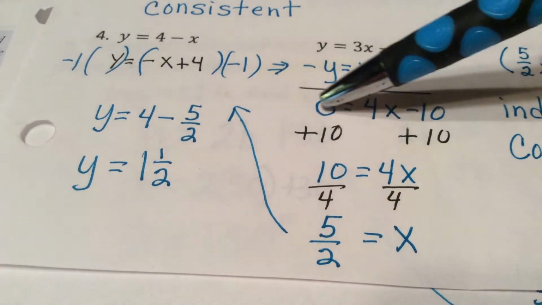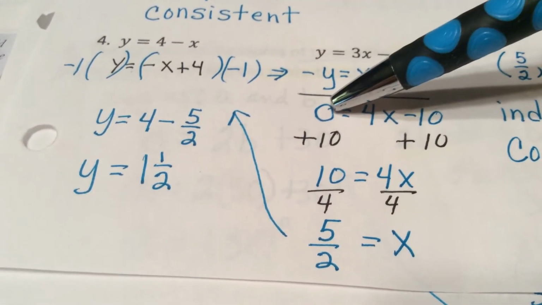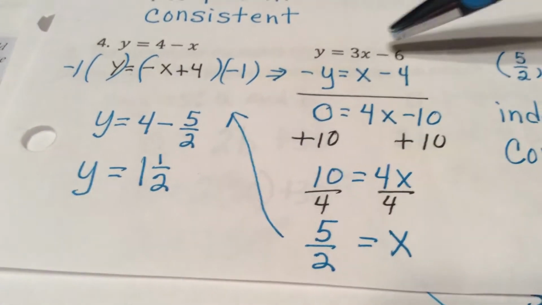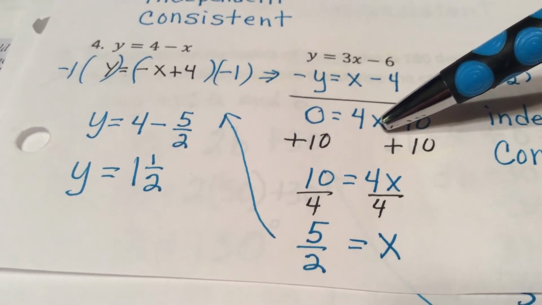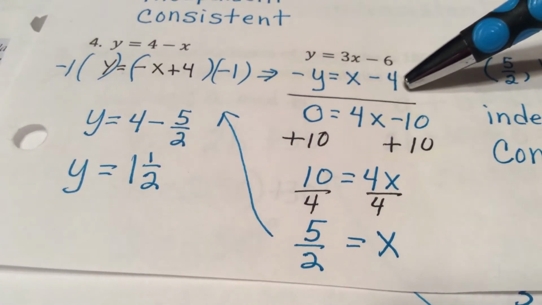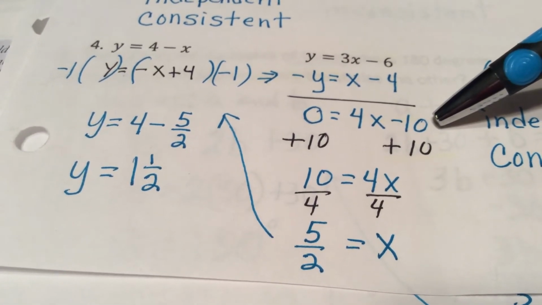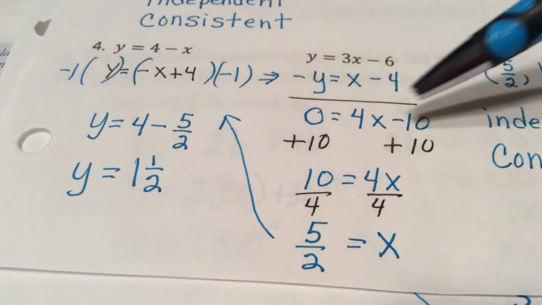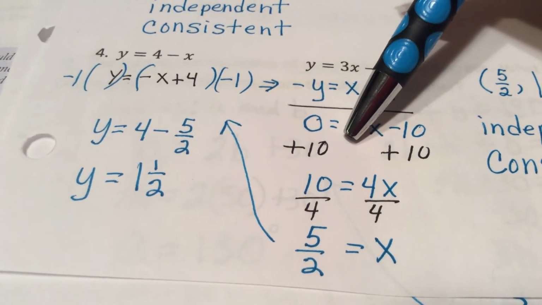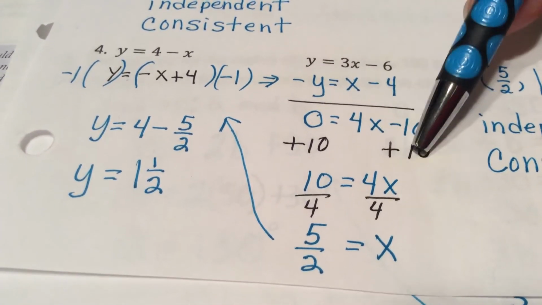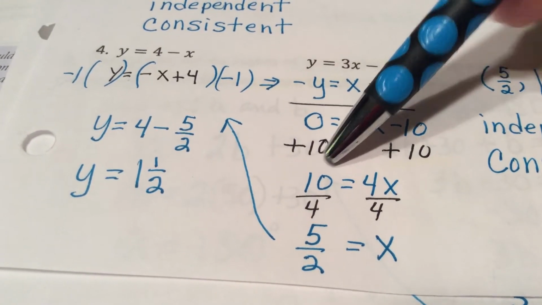y minus y is 0. Now you have to put that 0 down there. Equals 3x plus x is 4x. Negative 6 minus 4 is negative 10. Now we're going to solve this. We cover up our x term. We have to get rid of the minus 10, so we're going to add 10 to both sides.